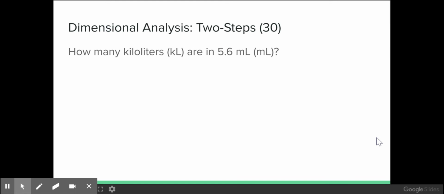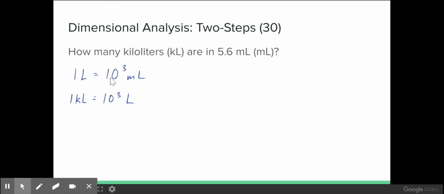Okay, the last type of problem that I'm going to show you how to do is, well, what if you have to do this in 2 steps instead of 1? A clue that this might take us 2 steps is the fact that I know that I'm dealing with a prefix unit. I'm dealing with kiloliters. I'm going into another prefix, milliliters. This might take us 2 steps.